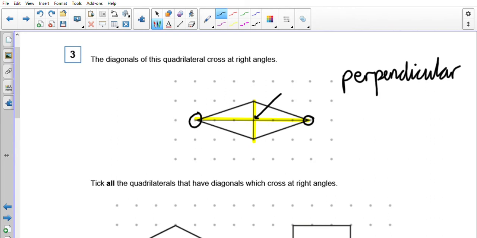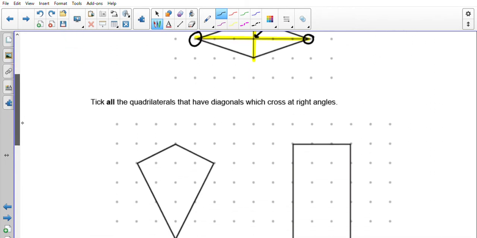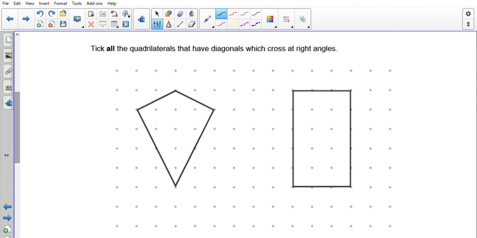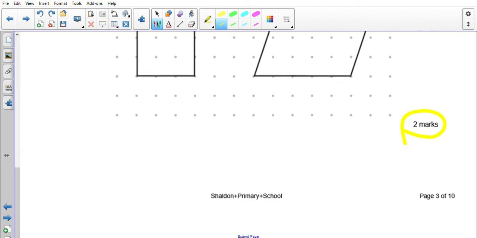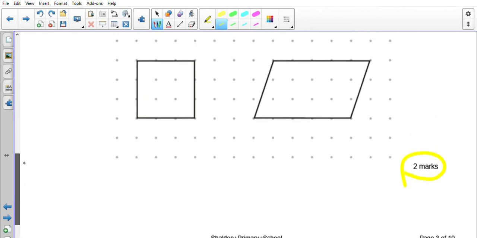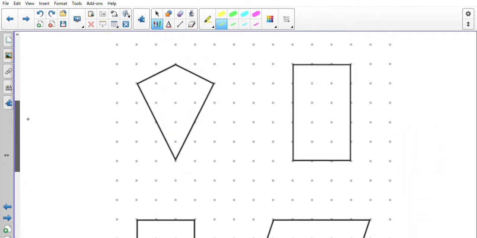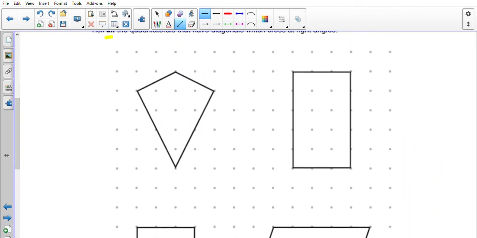Okay. So we need to tick all the quadrilaterals that have diagonals which cross at right angles. 2 things to bear in mind here. 1, in the question it says all. 2, this is worth 2 marks. You're not getting 2 marks for ticking one shape, are you? So have a think about this carefully. In this one, what you need to do is you need to use a ruler. You need to draw all of the diagonals on before you start.